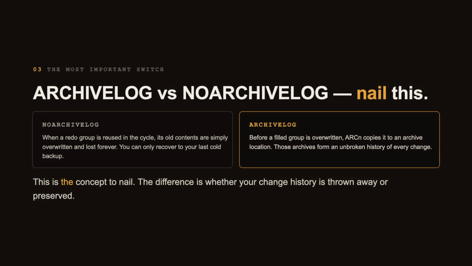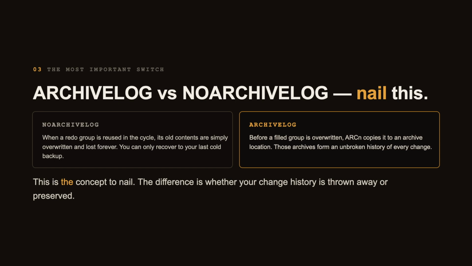Now the big one, the concept to absolutely nail. When a redo log group fills and the cycle eventually comes back around to reuse it, what happens to its old contents? That depends entirely on one setting. In no archive log mode, the old contents are simply overwritten and lost forever. The consequence is stark. You can only recover up to your last cold backup, and any changes made after it are gone.